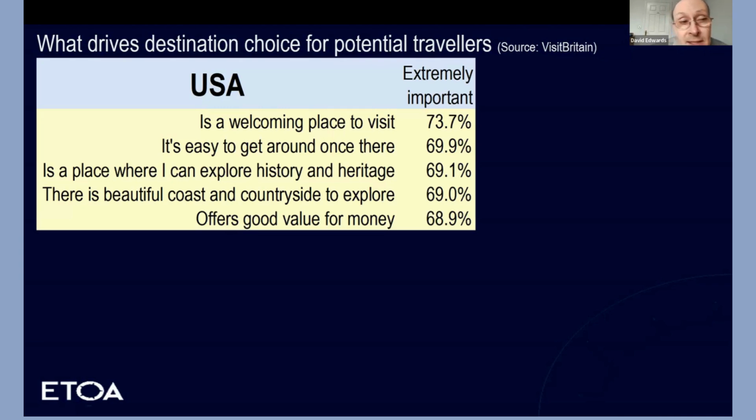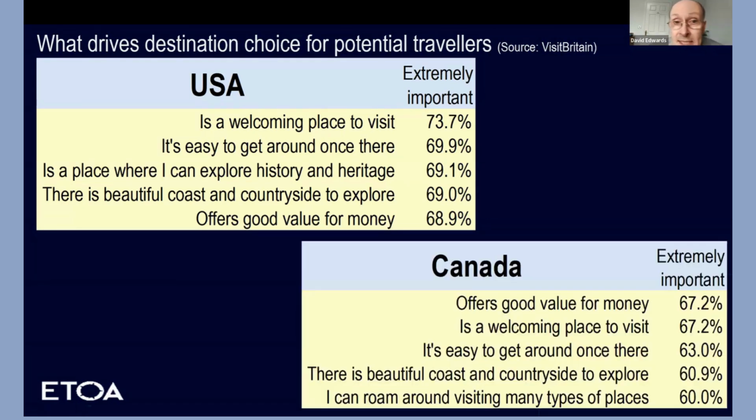Then 3 factors pretty much tying on 69%: it's a place where I can explore history and heritage, lots of beautiful countryside and coast to explore, and it offers good value for money. From Canada, it's a little bit different, but not so much so. We've got offers good value for money up at the top, cited by more than 2/3 as being extremely important. It's a welcoming place to visit, tying there on 67.2%, and then easy to get around once I'm there, beautiful countryside and coastline to explore, and being easy to roam around exploring lots of different types of places.